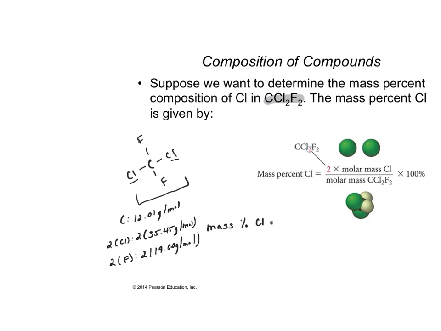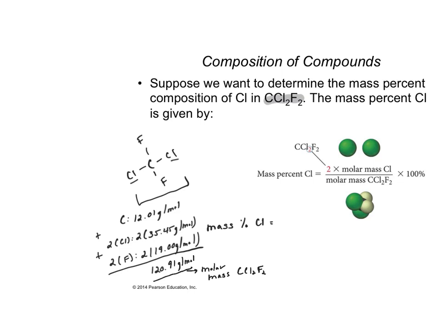Okay, so when we multiply these out and we add all of them together, we end up with a total mass here of 120.91 grams per mole. And again, this is the molar mass of this compound, CCl2F2. Okay, so that is the mass that 1 mole of this compound essentially has.